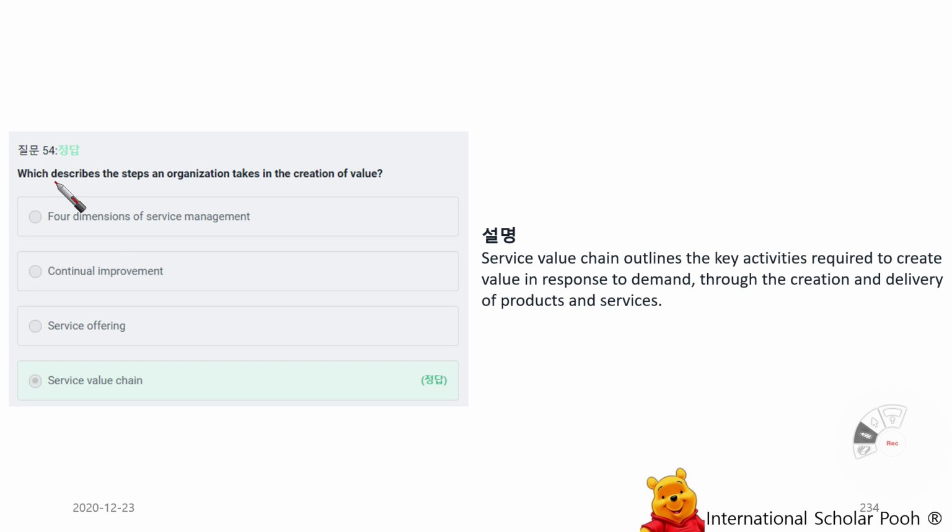Which describes the steps an organization takes in the creation of value? Service value chain. The service value chain outlines the key activities required to create value in response to demand through the creation and delivery of products and services.